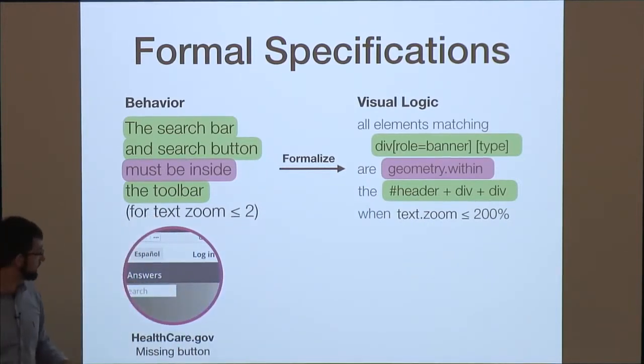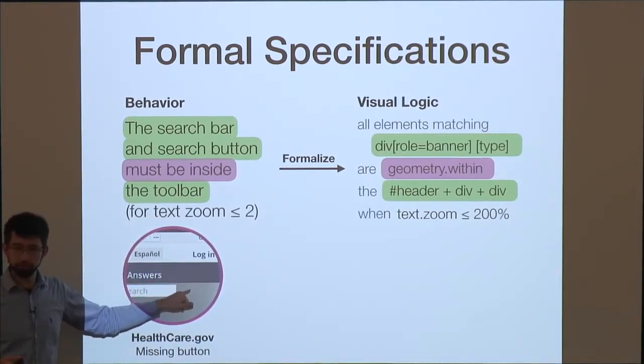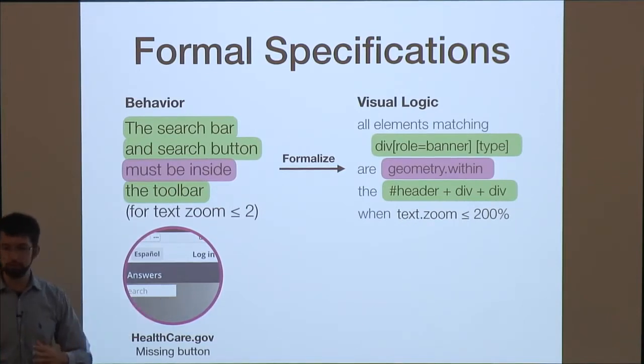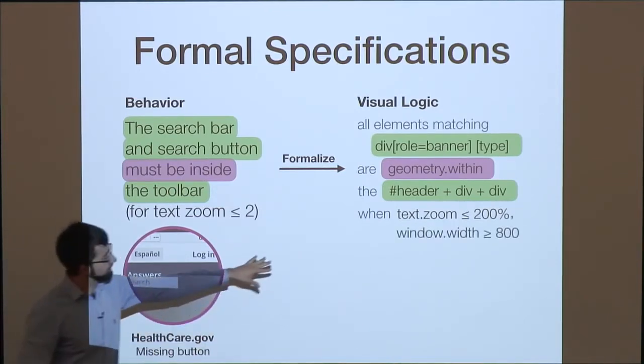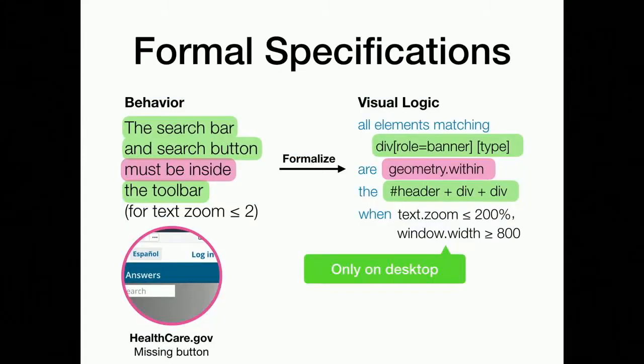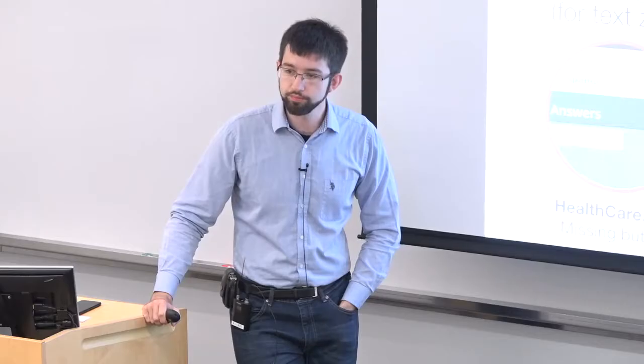So for example, on healthcare.gov, this search bar and search button only appears on desktop displays. So we can take this guideline and extend it with a width constraint to make sure that it only applies on desktop. Ben? Yeah, so I guess inside the toolbar, there's a higher level assumption that the toolbar is visible. Yes. So do you encode that, or how does that show up in your... You could.